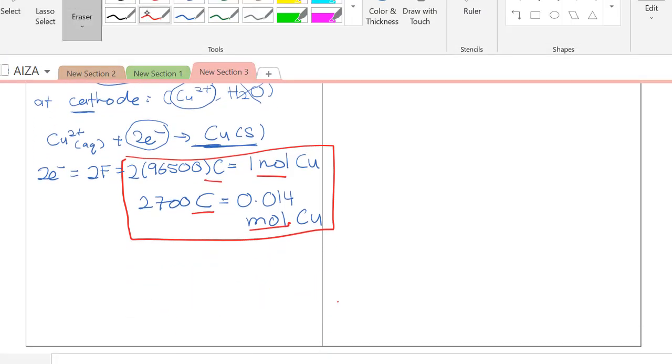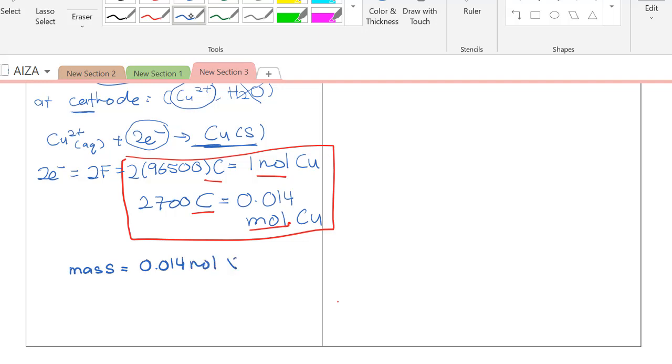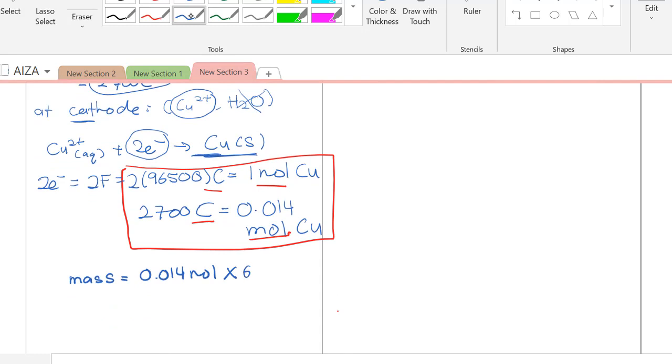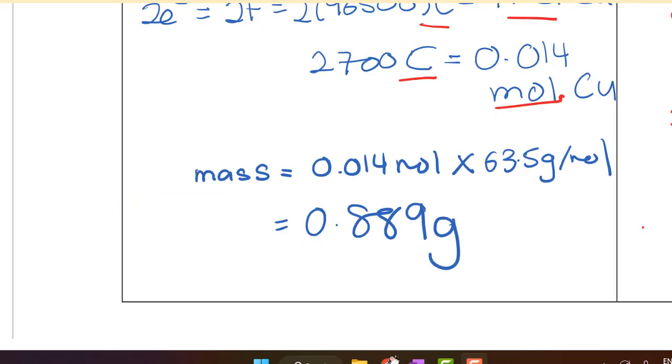Okay, so you already calculated the mole. If you want to find the mass, it is mole times the molar mass of copper. Given here, 63.5 gram per mole. So the mass deposited is 0.889 gram.